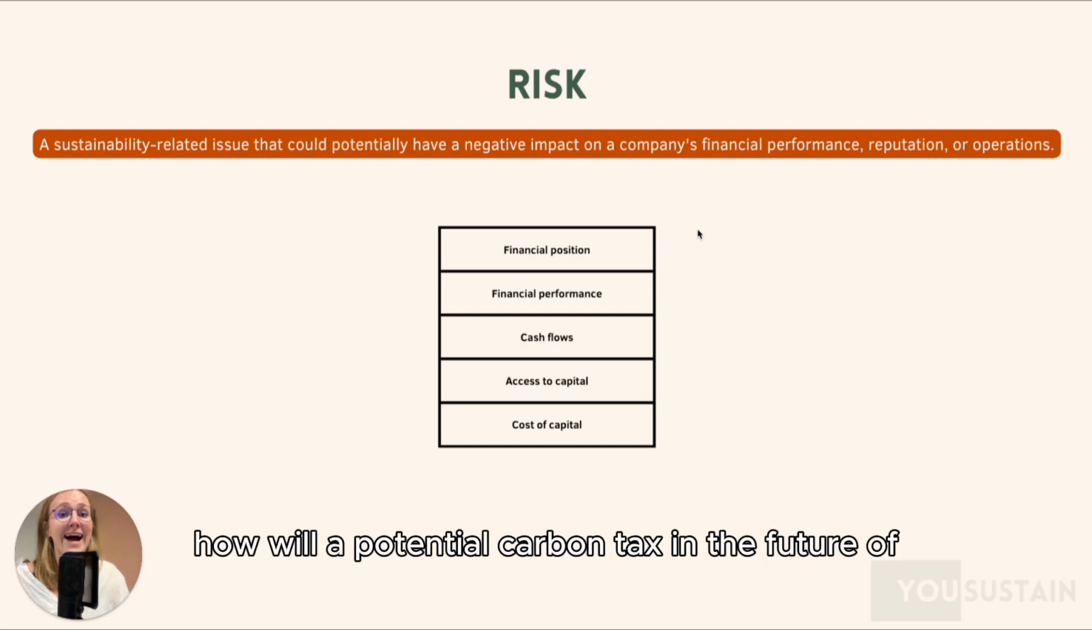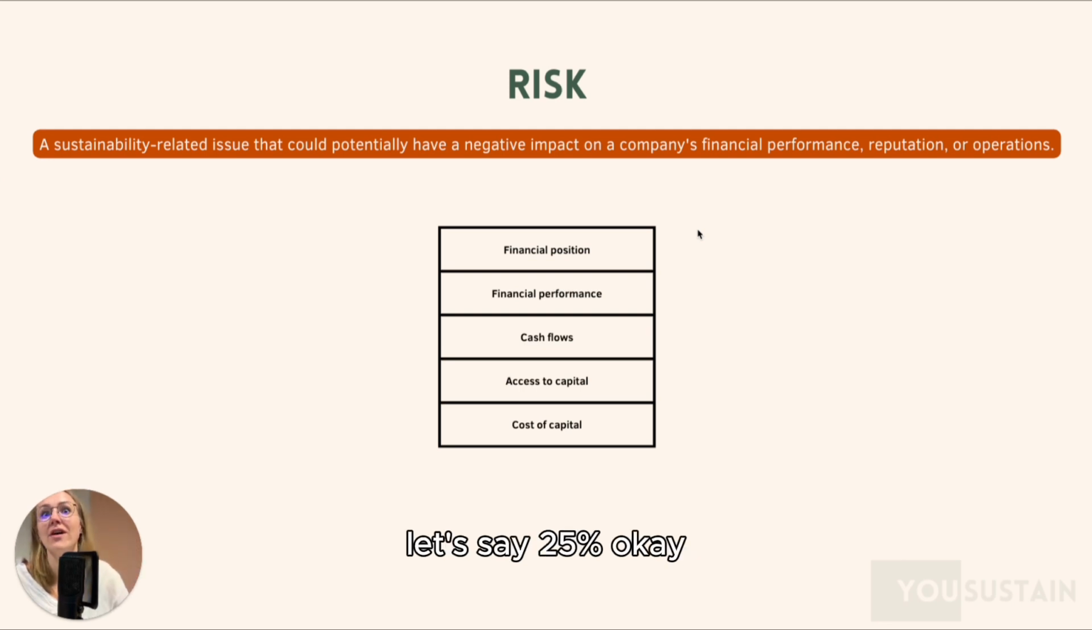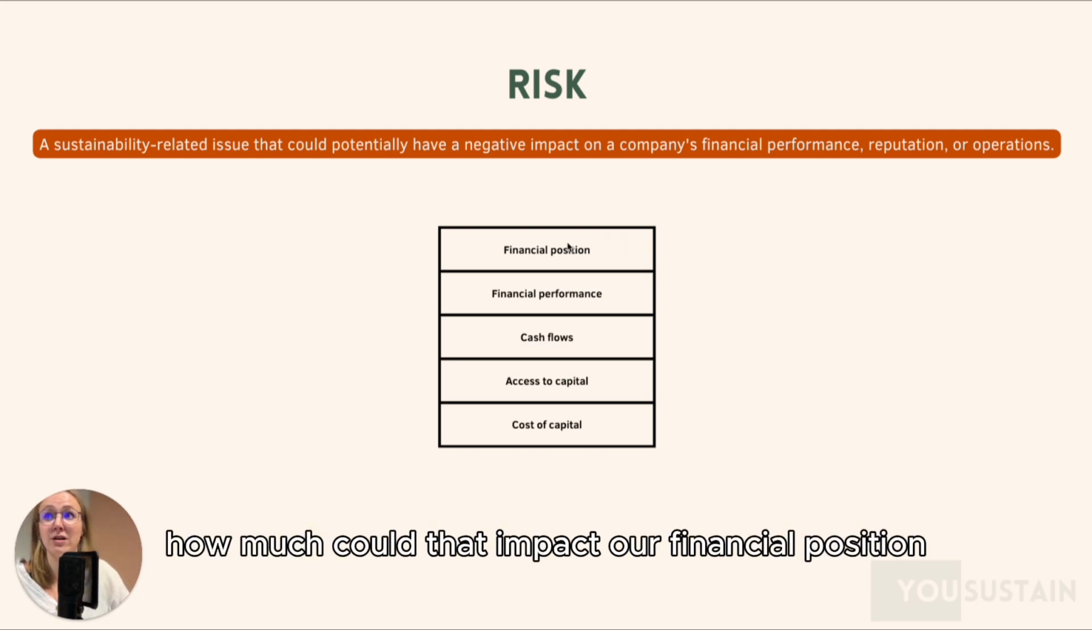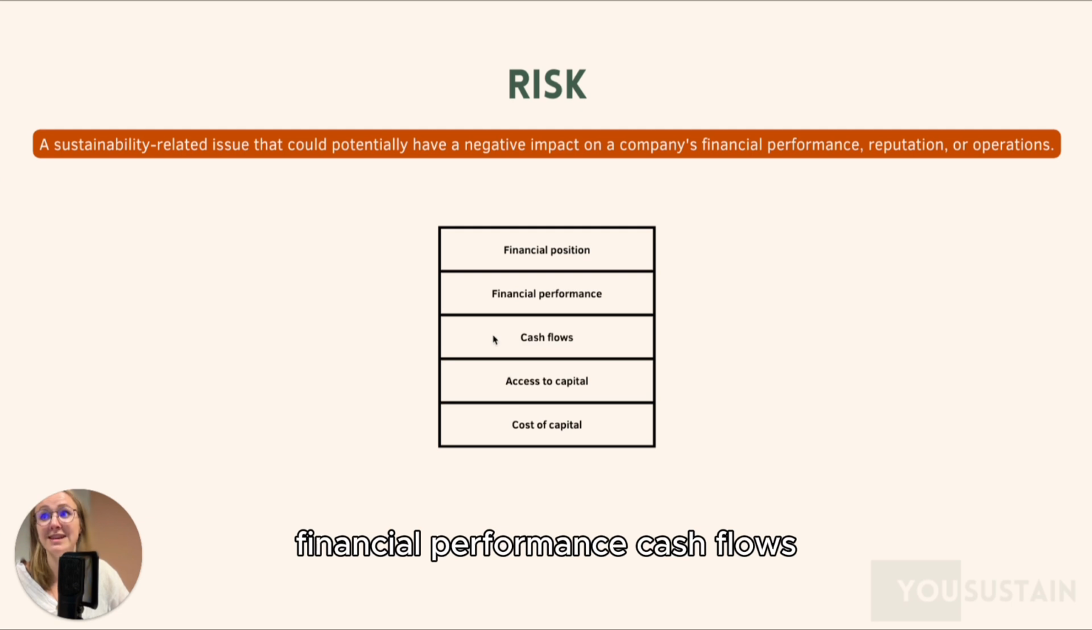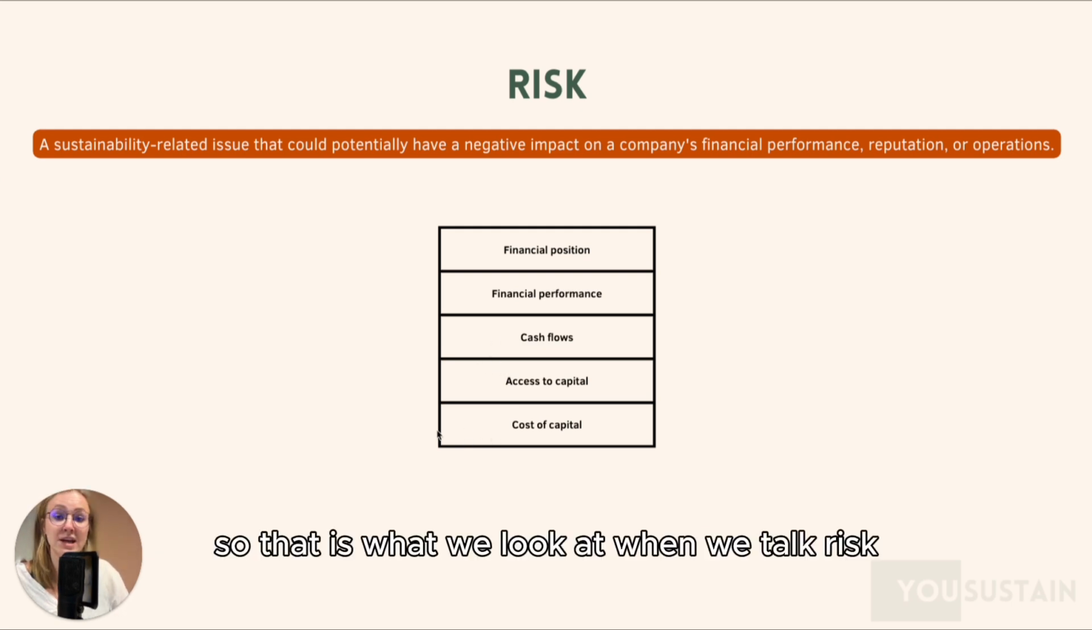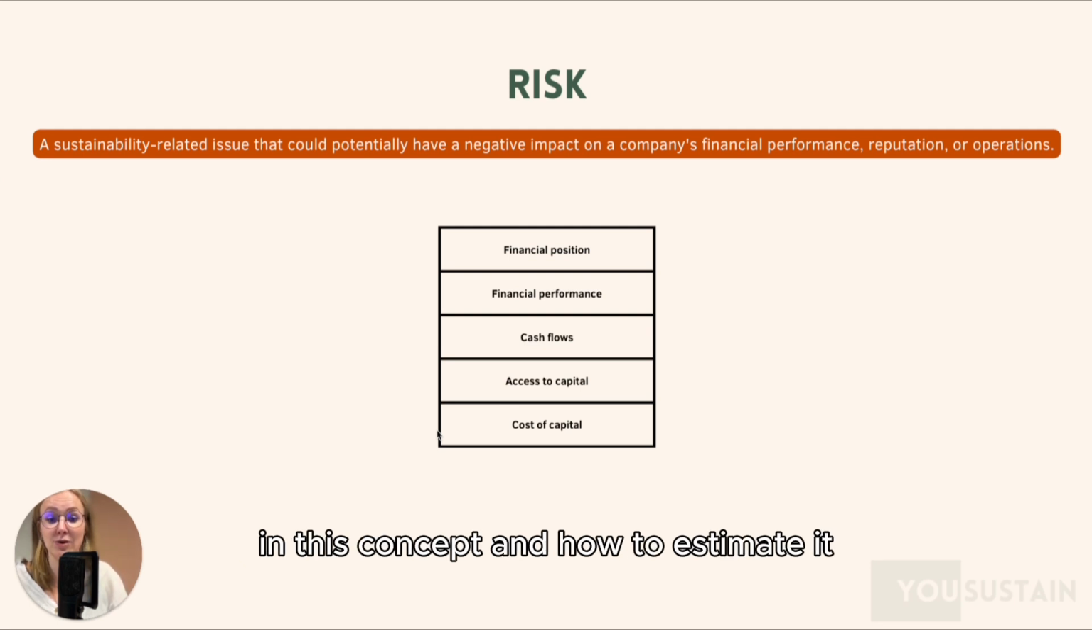So what we typically look at is, okay, let's say, for example, a carbon tax. How will a potential carbon tax in the future of, let's say, 25%, okay, that's a bit much, a carbon tax of like 10%, impact our financial position, financial performance, cash flows, access to capital, or cost of capital? That is what we look at when we talk risk in this concept and how to estimate it.